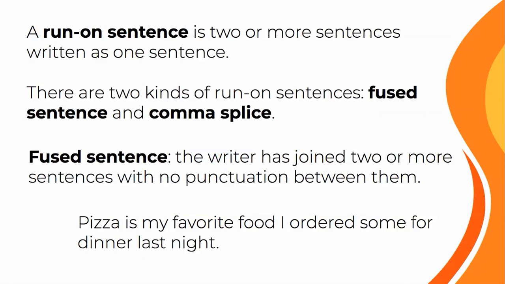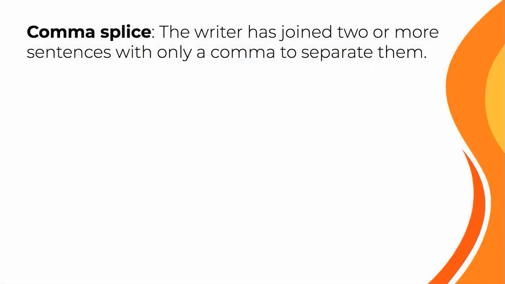Pizza is my favorite food I ordered some for dinner last night. Again, if we're reading carefully, we should be able to hear that I've really got two sentences here, which is why, again, this is usually a matter of not proofreading carefully. The comma splice is actually more common than the fuse sentences. This occurs when the writer has joined two or more sentences with only a comma to separate them.